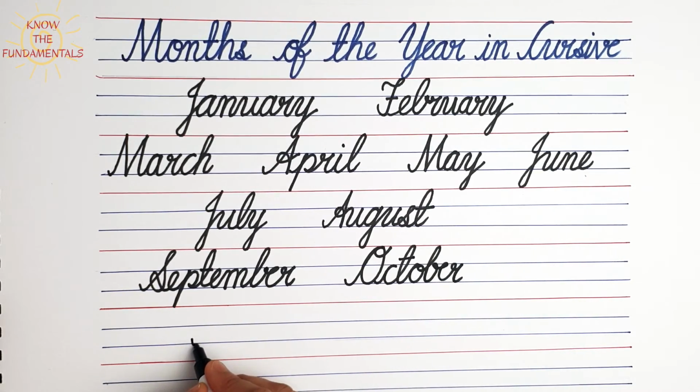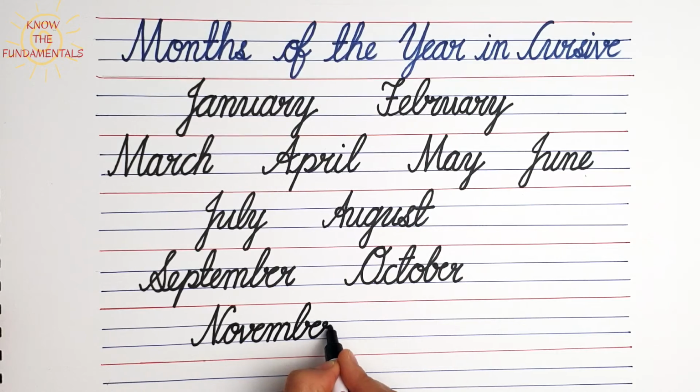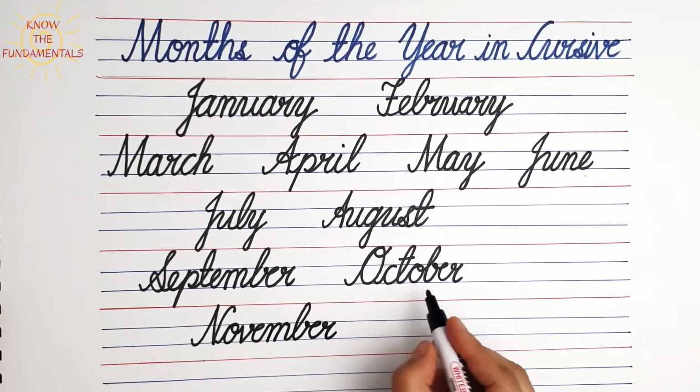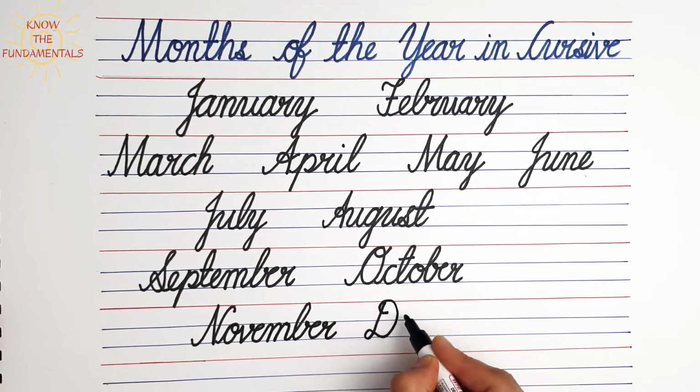The 11th month of the year is November. N O V E M B E R. November. 12th month of the year is December.